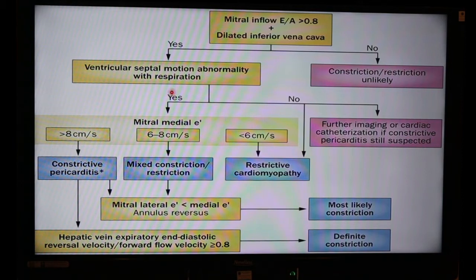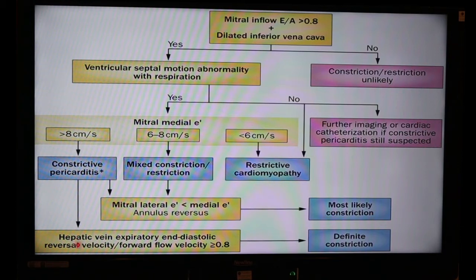Once you look at the mitral medial E prime, meaning septal E prime, then look at the mitral lateral E prime velocity. Normally the lateral E prime velocity should be more than the septal E prime velocity. But in constrictive pericarditis, it becomes reversed, meaning the lateral E prime becomes less than the septal E prime. And it is called annular reversal. If this is present, that means most likely constriction.